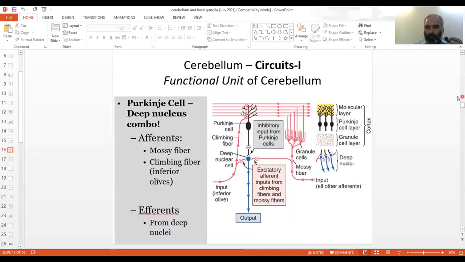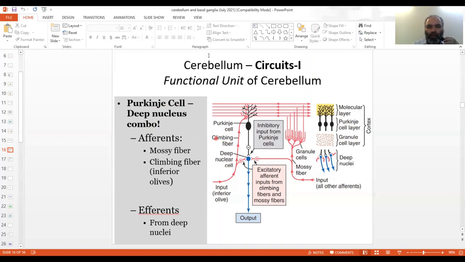Right, so this is a diagram from Guyton, and we'll be referring to it extensively now for this slide. Let me just walk you through it. This is the first part of the circuits concept, cerebellar circuits concept, and here we'll discuss the functional unit of the cerebellum. Now the functional unit of the cerebellum is the Purkinje cell deep nucleus combo.